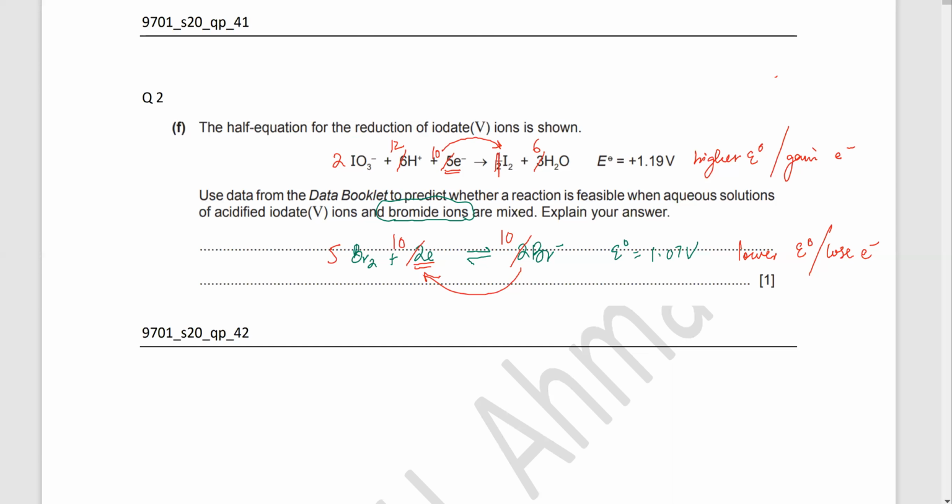And then you can add up the two reactions. You can add up the reactants, and at the same time you can add up the products. So if you do that, the reactants in the first one are these. So that's 2IO3 minus 1 plus 12H plus 1. The electrons are going to get cancelled out, so we don't write them. The electrons lost and gained are equal. The reactant in the second one is 10Br minus 1.